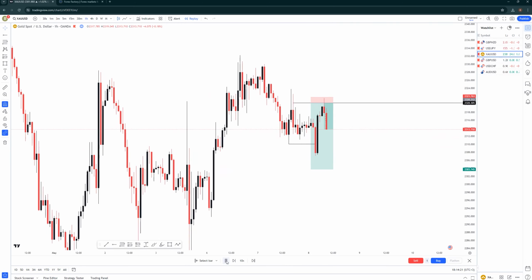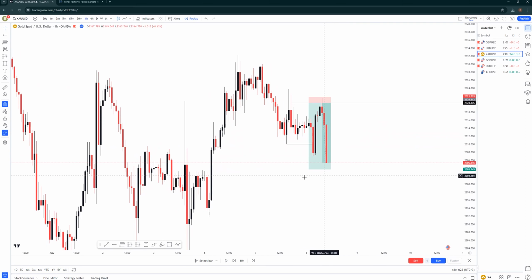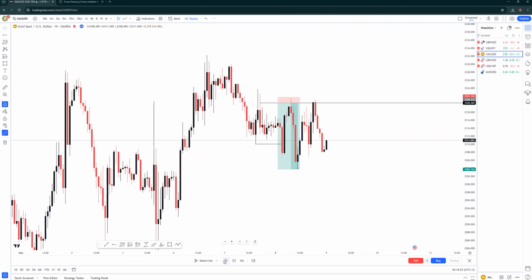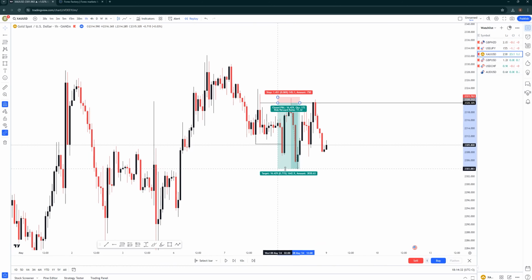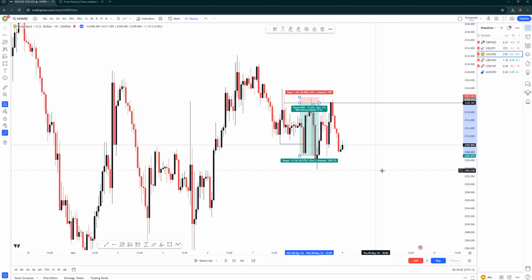So what you can see is that the market just came, then tapped, and the first take profit was this point. This was the first take profit, but the last take profit was this one. The price just moved about 164 pips, and the first take profit was 132 pips. So that was the gold.